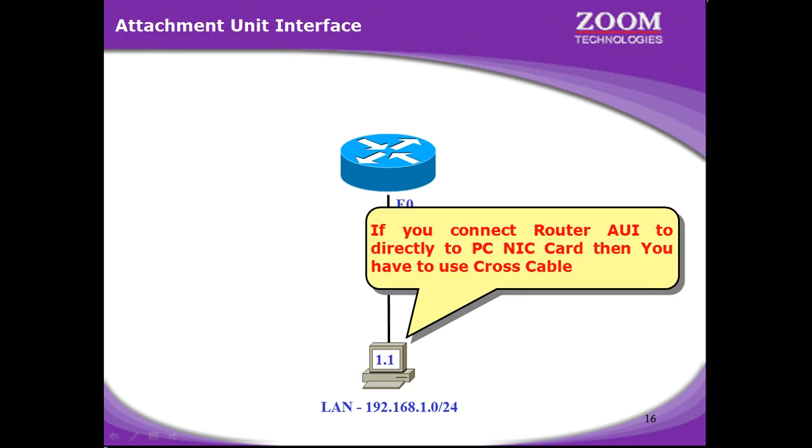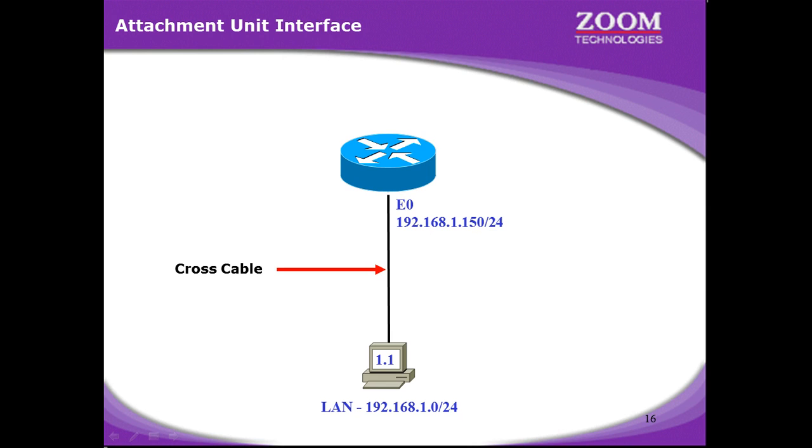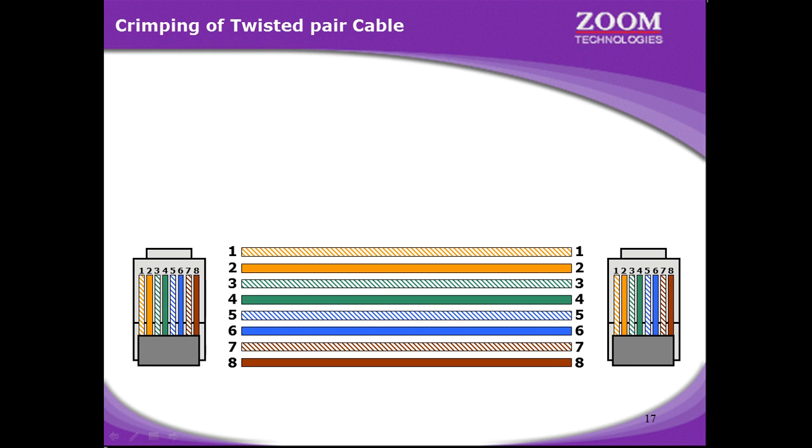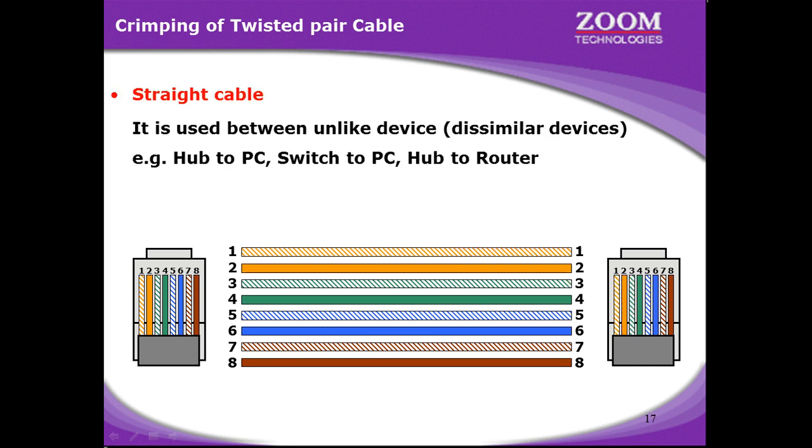If you connect the router AUI directly to the PC NIC card, you have to use a cross cable. We now use an Ethernet card on the router, so if you connect your Ethernet card directly to a computer, you need a cross cable. Hope this is clear to you. So this is the crimping of twisted pair cable, like cross, straight and rollover cable. But let's start with the straight cable.